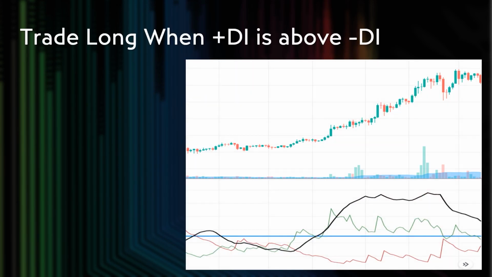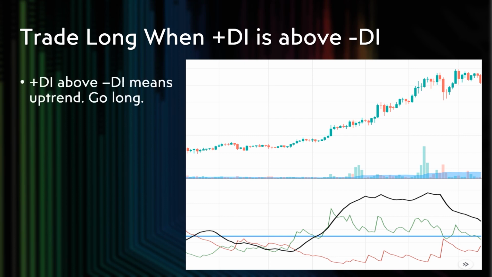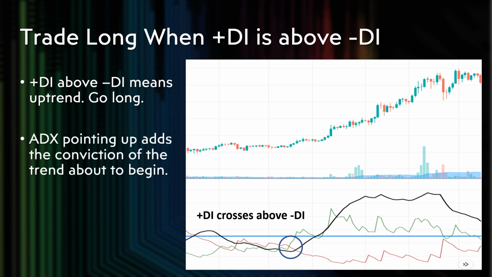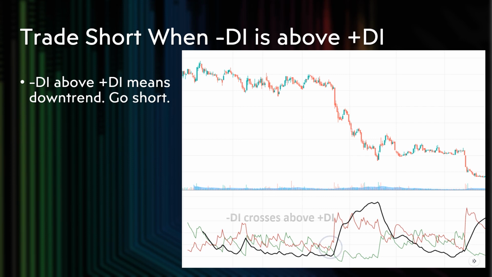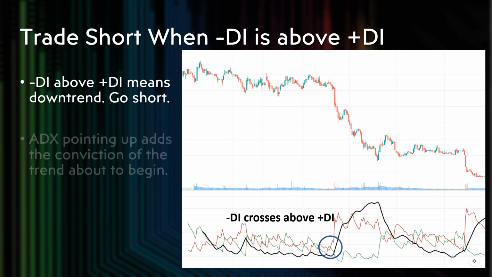Trade long when the plus DI line is above the minus DI line, as it signals an uptrend. For added conviction, check the ADX, as it should be pointing up to indicate the building of the momentum. Go short if the minus DI line is above the plus DI line, as it signals a downtrend. For added conviction, also check if the ADX is pointing up, which indicates the building of the momentum.